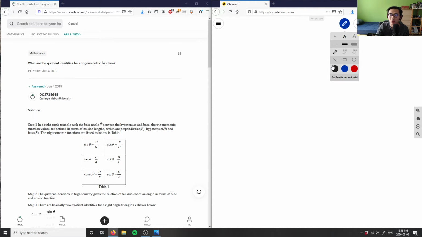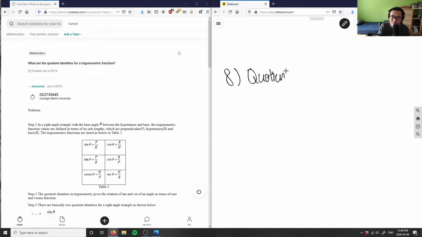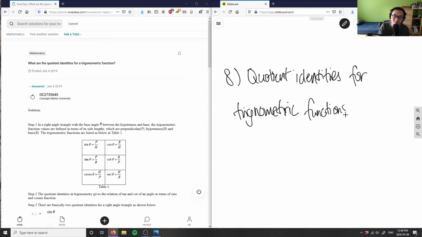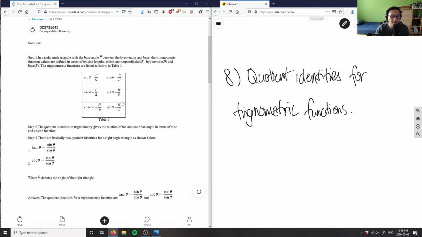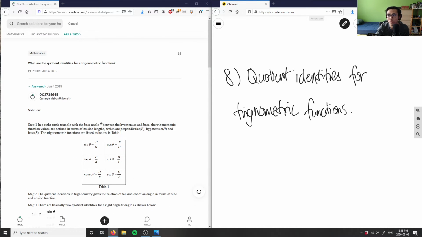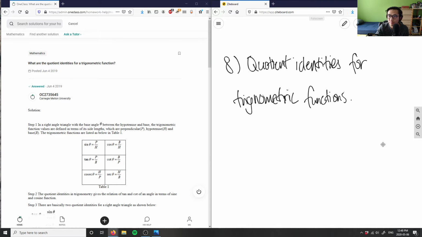Number 8 is asking what are the quotient identities for a trigonometric function. So for 8 here, I want the quotient identities for trigonometric functions. This is just kind of like a table that we need to know, right? As you can see here, they give you a list, and I don't like how they didn't give you a diagram. So let me draw you a diagram real quick.